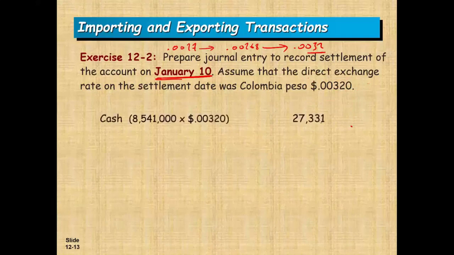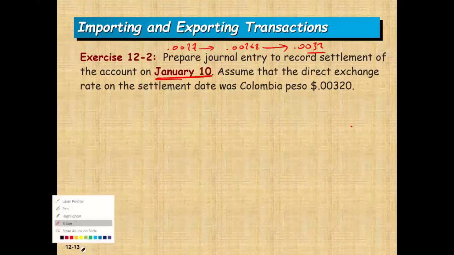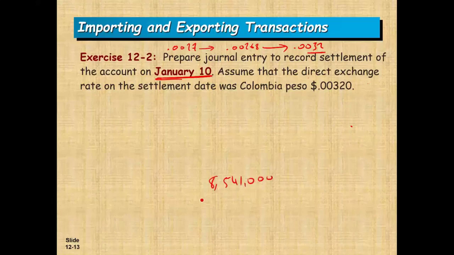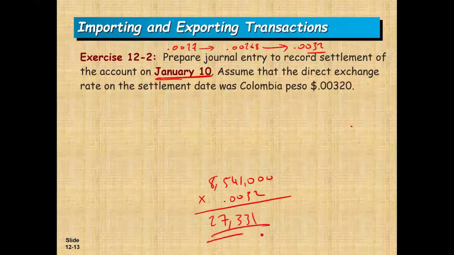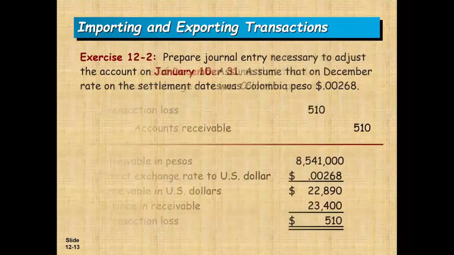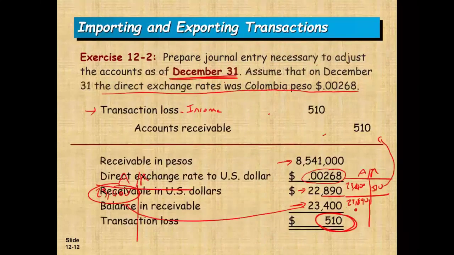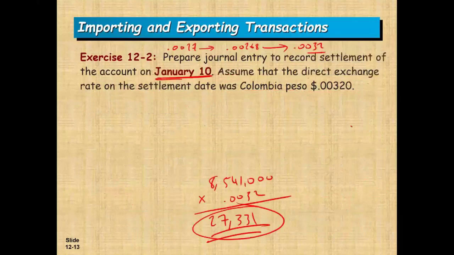Now let's compute how much we need. By the settlement date, once everything is settled, let's compute what we need. We have 8,541,000 pesos. Now we're going to settle them. We're going to convert them at 0.0032. We are going to receive $27,331. Hold on a second. The last time, the receivable was worth 22,890. By the time they paid us, the pesos really went up, and we did very well.